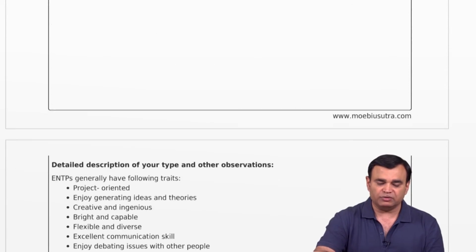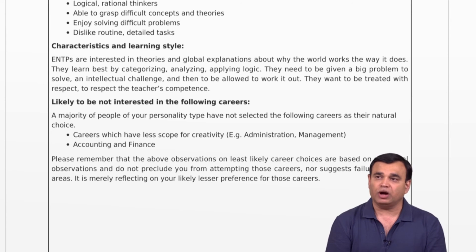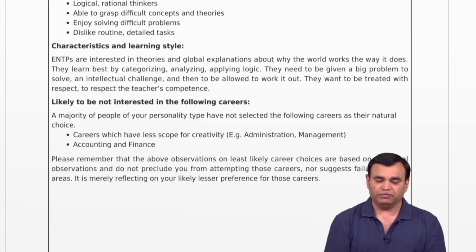So one of the things that we focus on is what are the careers that you are unlikely to enjoy. For example, in this particular case of the candidate, the section on careers likely to be not of interest is something that you will find in your report, and it says a majority of people of your personality have not selected the following careers. So this does not mean you can't succeed, it's just that it is not a career that you would happily enjoy for a very long time, like 20, 30, 40 years. So we are not precluding you from taking up these careers. We are just saying that these are not the areas or careers that you will enjoy for a long term. The ability is not something that we have commented on when we list these types of things.